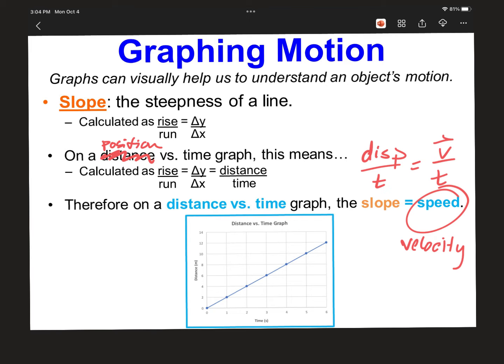So if you had a graph like this one, you could find the slope, rise over run. At this point, we're going over 1, up 2, over 1, up 2, over 1, up 2. That means our slope is 2, so we're going 2 meters per second.